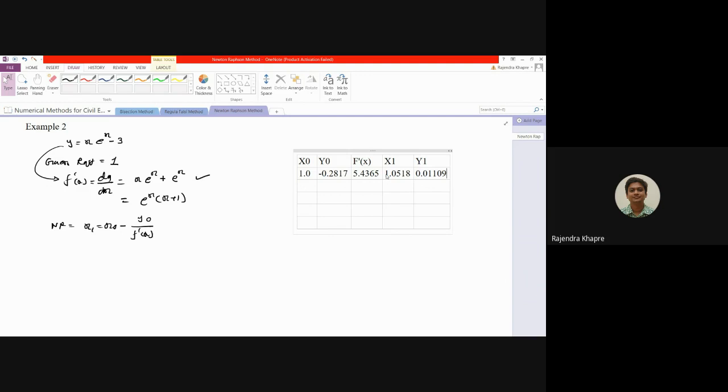So you see, in just one cycle, you have reached the value of x such that the corresponding y value is 0.01. You see how accurate and how fast this particular method is. Still, let us go for one more cycle. I'm putting the same value, 1.0518, and your corresponding y0 will be 0.01109. Please tell me the value of f dash of x with this new value of x0 and y0.